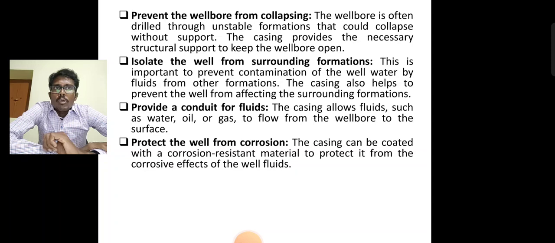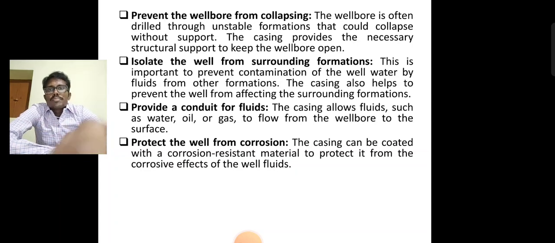The casing also isolates the well from surrounding formations. It is important to prevent contamination of the well water by fluids from other formations. The casing also helps to prevent water from affecting the surrounding formations. It allows fluids such as water, oil and gas to flow from the wellbore to the surface. It also protects the well from corrosion. The casing can be coated with corrosion resistant material to protect it from corrosive well fluids.